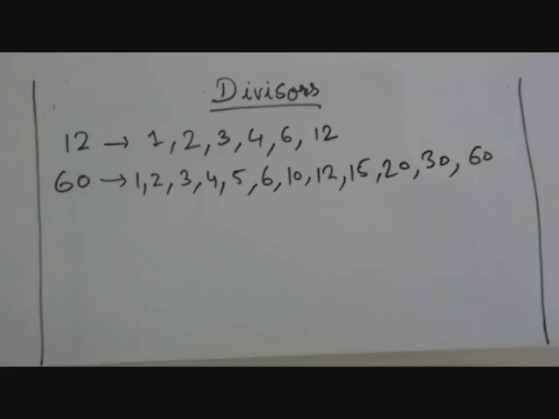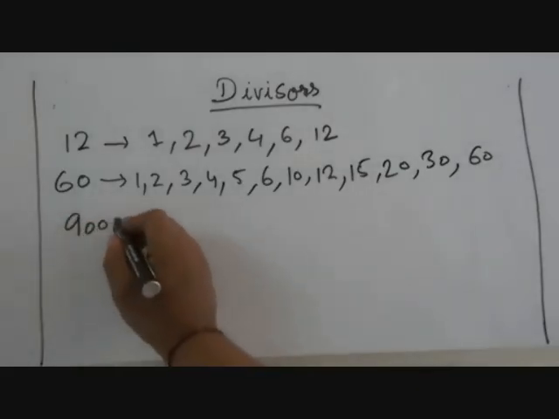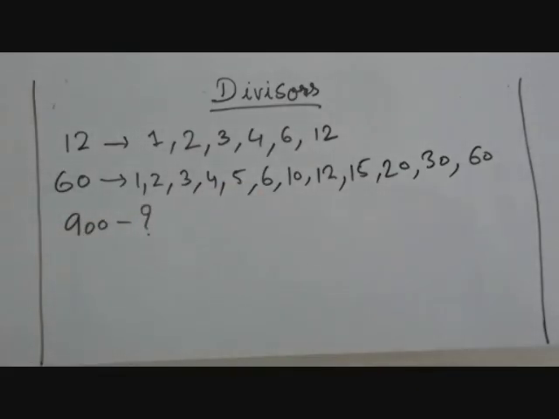Now, can we calculate divisors in this manner? For example, if I ask you how many divisors does 900 have, can you calculate this way? No, we cannot, because the divisors would be in a large number. So what method do we use to calculate the number of divisors of a given number?